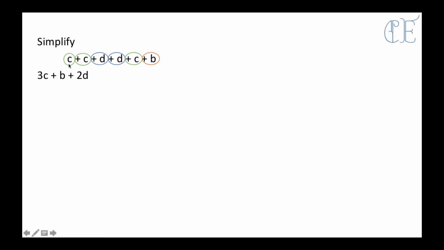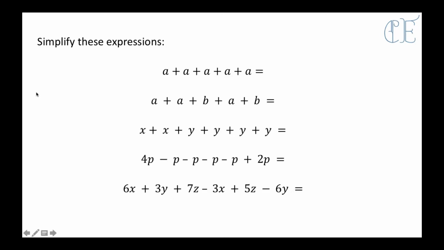That's all we do. I circle them in different colours so I know I've got 3c, then 1b and 2 d's. I should have written that a bit better really, because we normally write it in alphabetical order. So it should have been b plus 3c plus 2d. So what I want you to do is have a go at simplifying these expressions using the same method. You can pause the video and have a quick go, please.